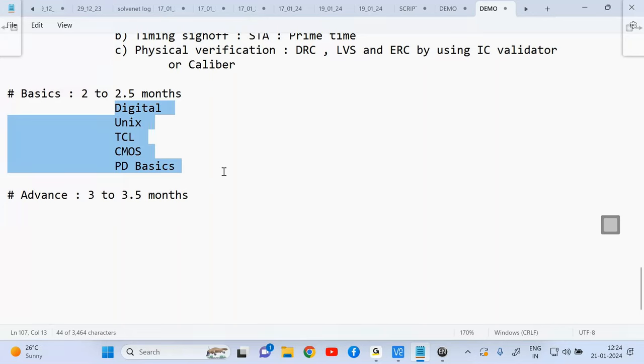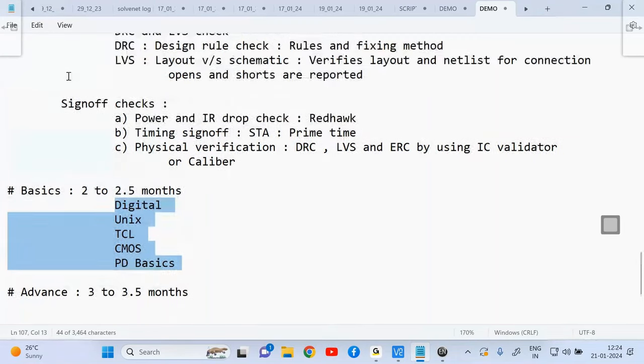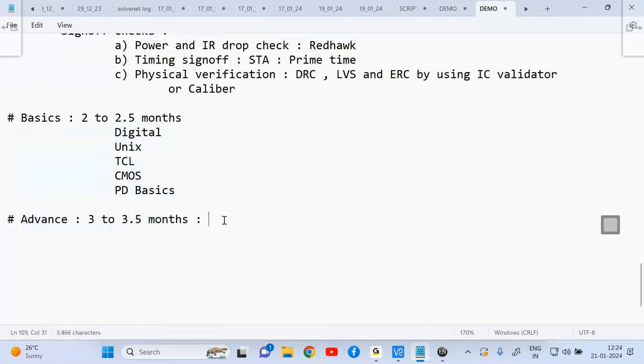So advanced is 3 to 3.5 months. In advanced, we'll cover all these topics. So totally, advanced physical design.